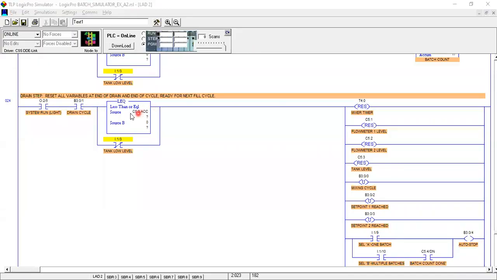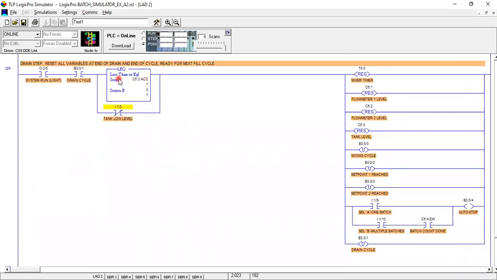Okay, so in the last one we have this instruction. In the last we have less than or equal to. In source A, we have to fill the counter accumulated value, and in source B, we have to connect the zero value as the main value. And in the parallel connection, we have the NC instruction of our input low level sensor. And on the output side, we have to connect all of our reset buttons.